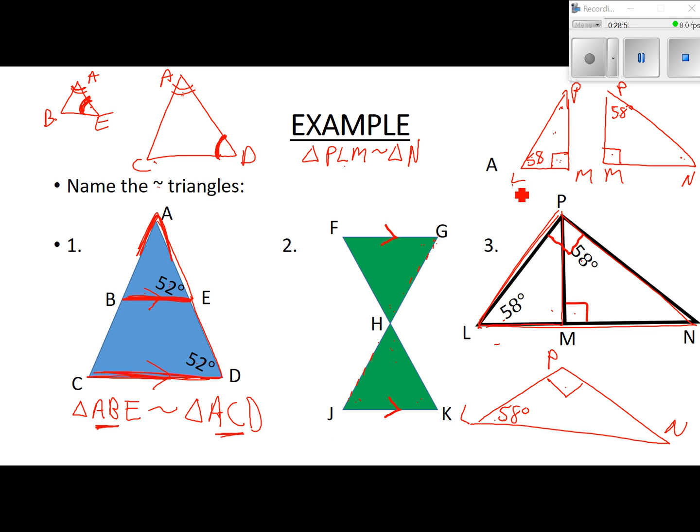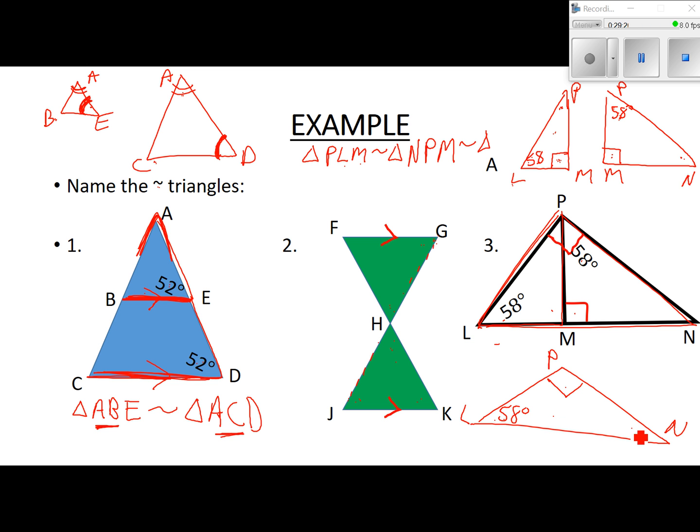Then the L is next. That's the 58-degree angle. Well, in this triangle, the 58-degree angle is P. And then the M is the right angle. Well, the M is a right angle over there also. So that's the second triangle. And then we could say that both of those are similar to our third triangle down here. And we just have to make sure we match it up the same way.